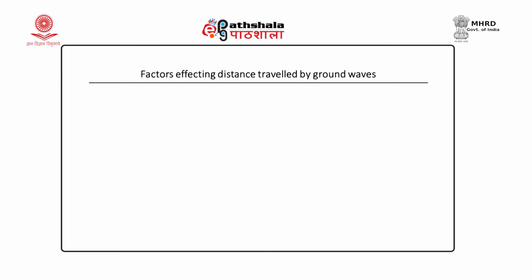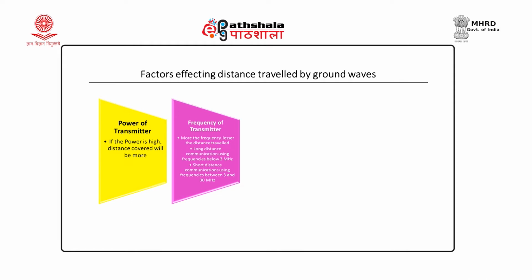Now, what are the factors which affect the distance travelled by ground waves? First is of course the power of the transmitter. The more the power of the transmitter, the farther the waves will travel. The second is the frequency of the transmitter. We also learnt in the previous module that as we move towards higher frequency, the attenuation is more, the obstruction is more. So, here also as the frequency increases, suppose we are at 2 megahertz and slowly we move towards 15 megahertz, the attenuation towards 15 megahertz would be more.